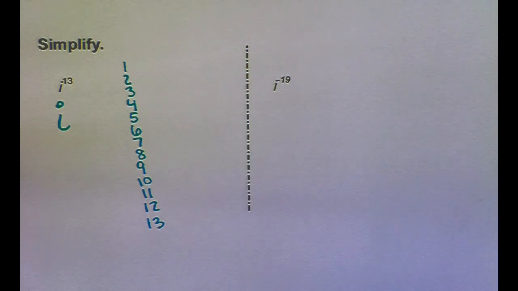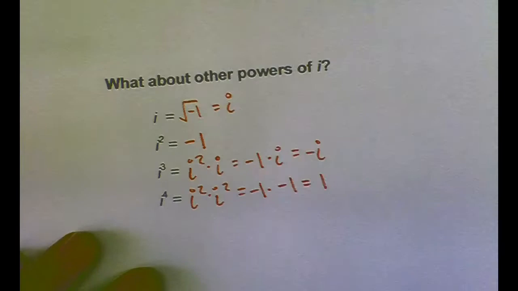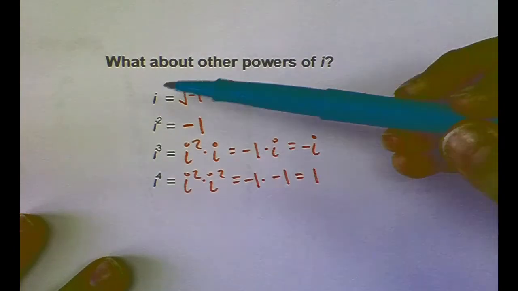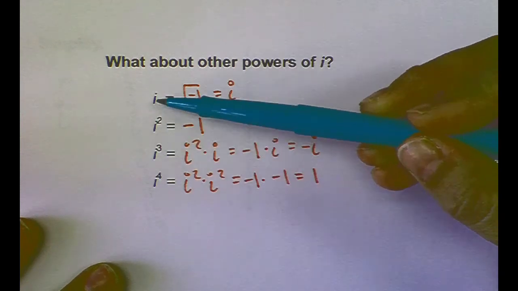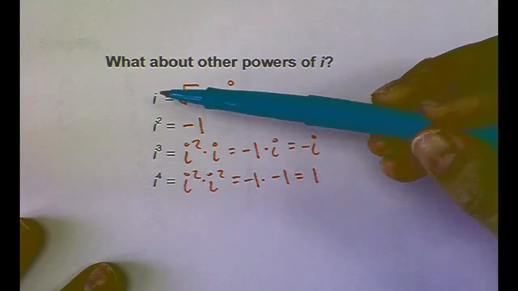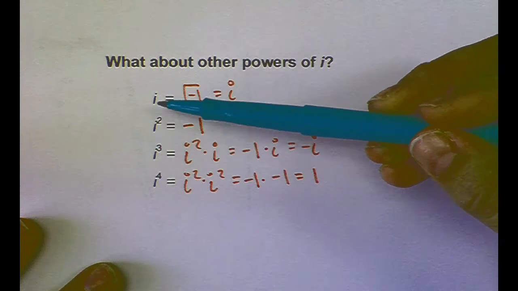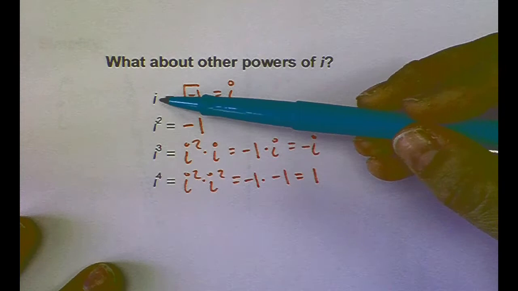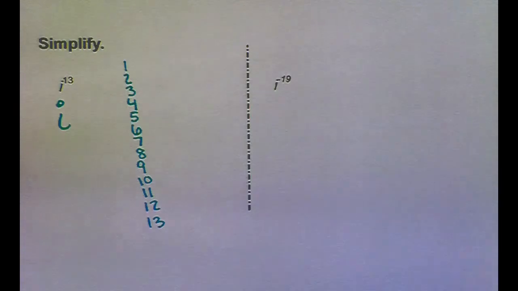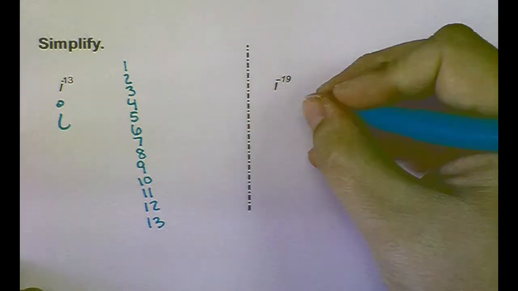Negative 19th power, we're going backwards. So I personally like to just have them listed out here. So i to the 1st power there, 0, negative 1, 2, 3, 4, 5, 6, 7, 8, 9, 10, 11, 12, 13, 14, 15, 16, 17, 18, 19. Boom. i to the negative 19th power is equal to just i.